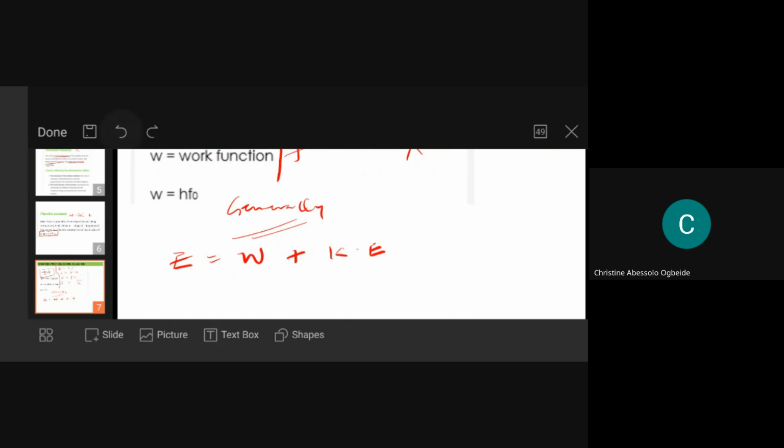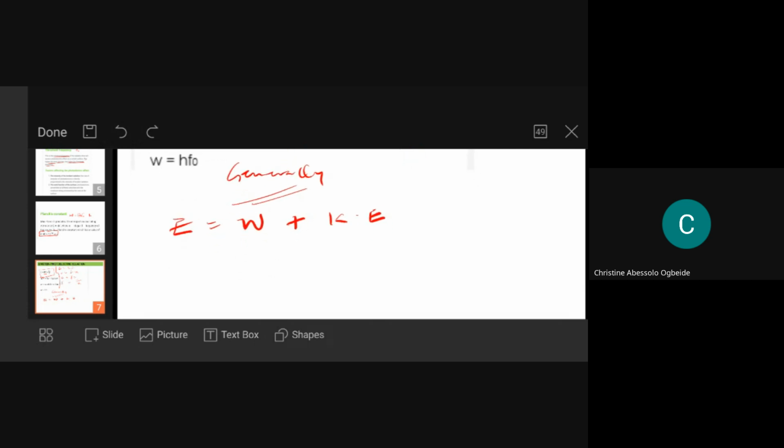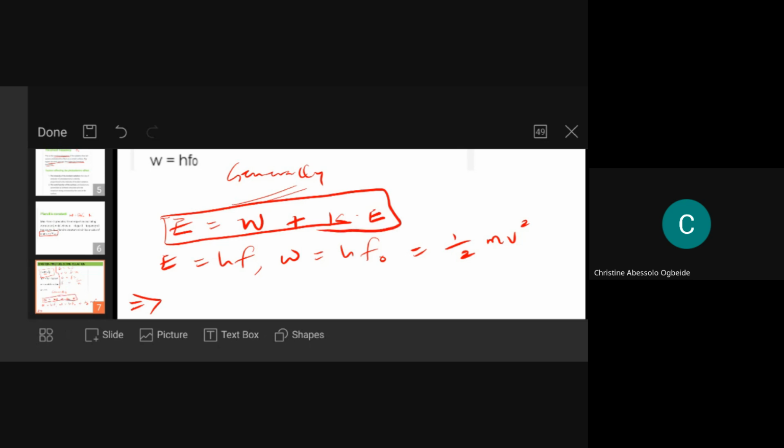All right. But we've already established that E equals hf. And also we know that W is equal to hf naught, where f naught is the threshold frequency. And of course, you know that kinetic energy is given as one over two mv squared. This one is basic. All right. So if I try to put every one of these equations into one equation, it means that I can rewrite this equation here. Instead of having E equals W plus KE, I can write this equation to mean that, let me do that properly.